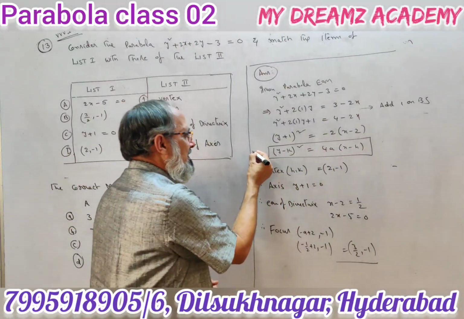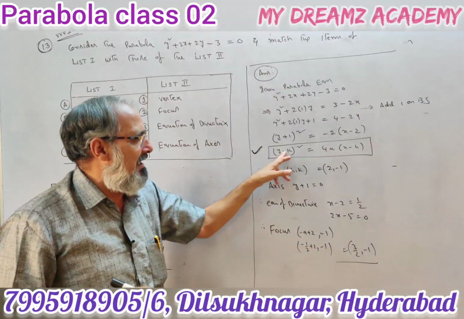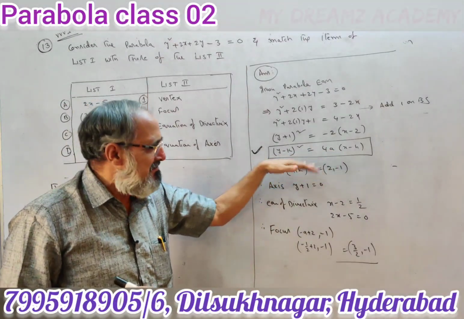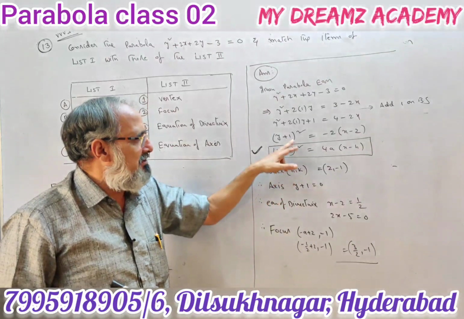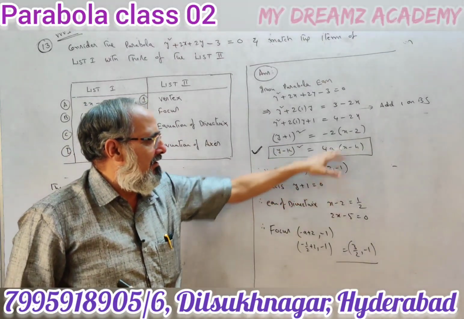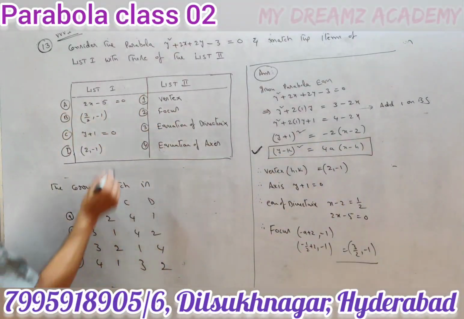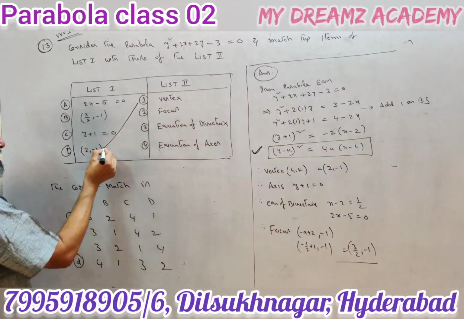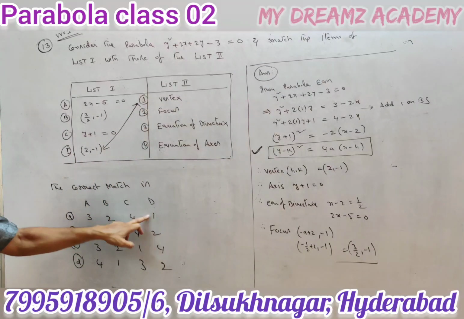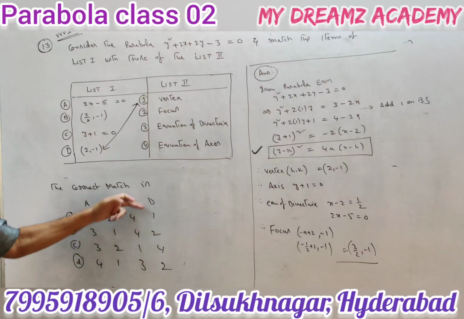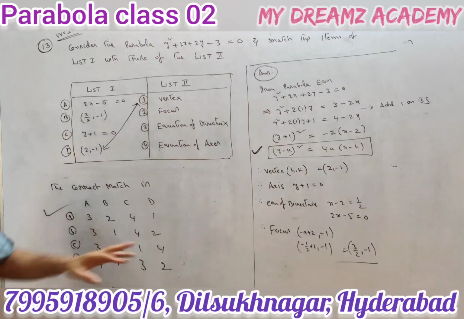This is one of the standard parabola equations: (y minus k) whole square equals 4a into (x minus h). By comparing, the vertex will be (h, k), which means (2, minus 1). You check that one. So 1 and D are matching. The remaining ones will automatically be adjustable.